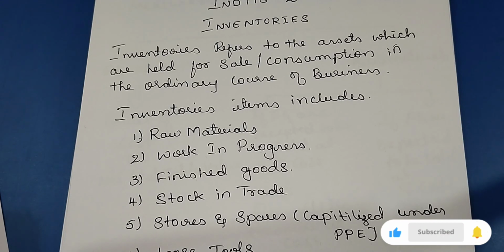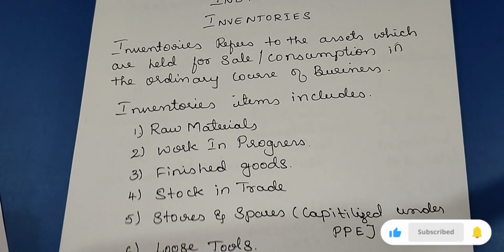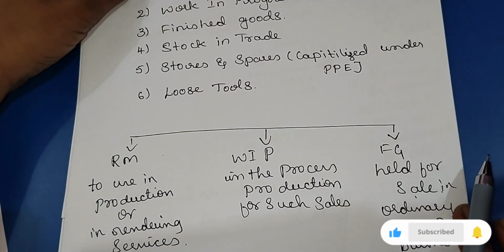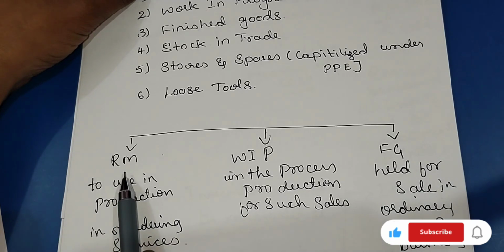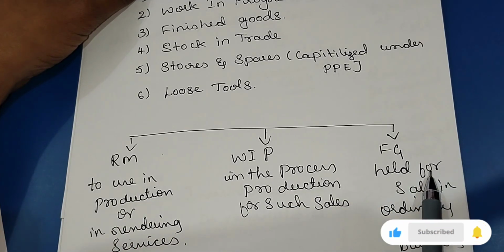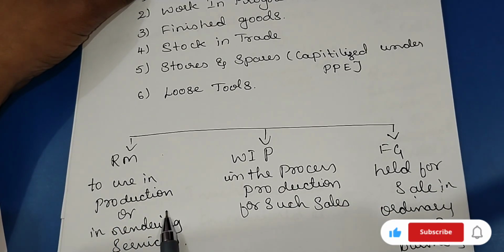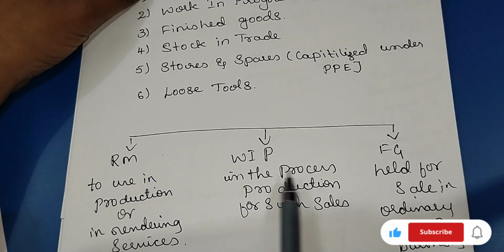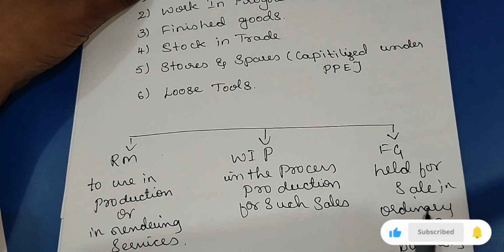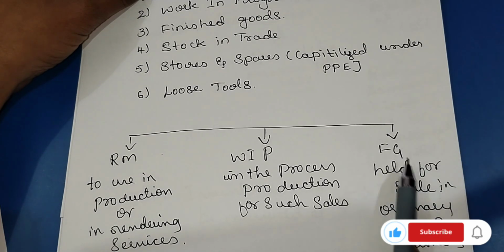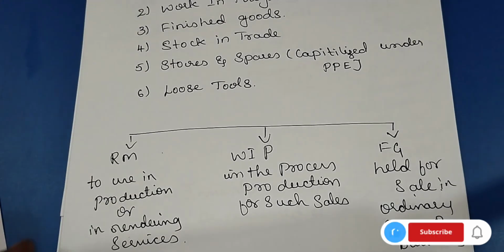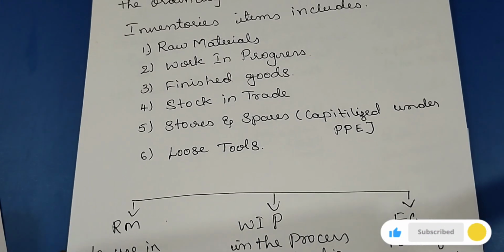If it is capitalized under PPE, that is property, plant and equipment, it is not inventory, such as loose tools. So in simple terms, we have divided three levels: raw material, work in progress, finished goods. So these are used in the production or for rendering the services. Work in progress is used in the production for such sales. So these are the goods which are ready to sell in the ordinary course of business, right?